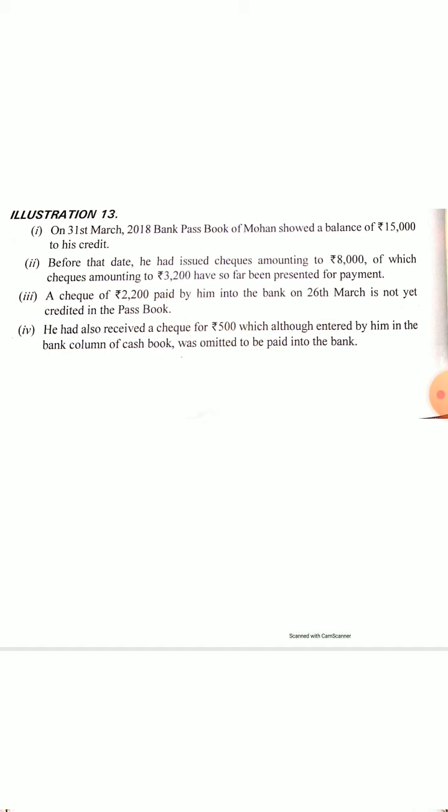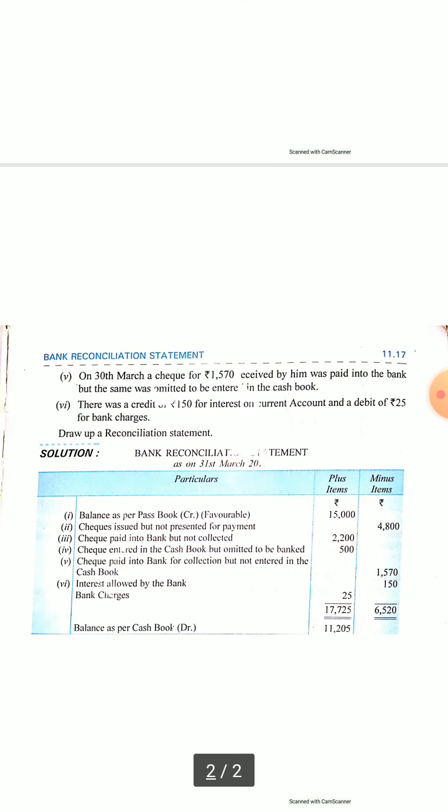Let's see today how to make BRS. Favorable balance according to passbook is given. So you can see where favorable balance of passbook is given, we will write in plus items column.